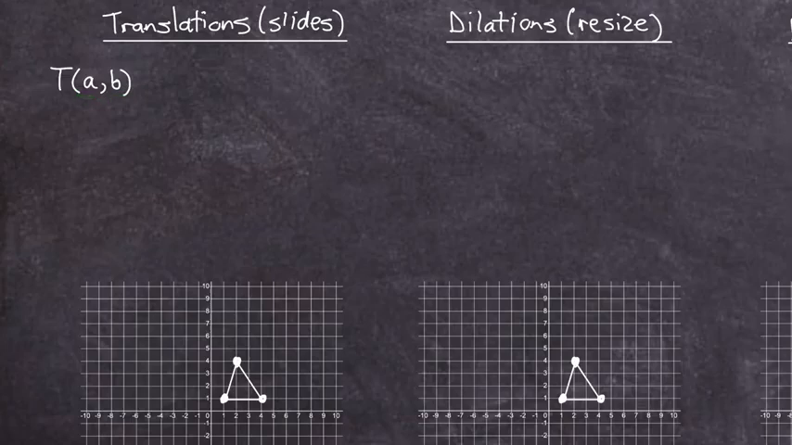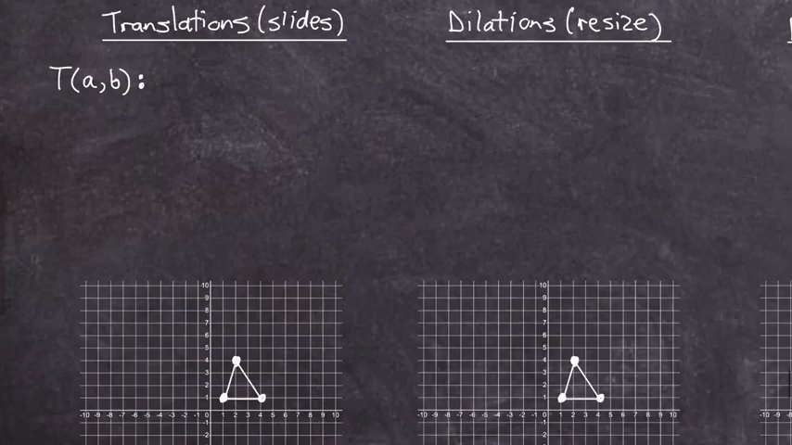So what we do to perform those transformations is we take the pre-image points, so the points of the shape before it's transformed. The pre-image point would be x, y, and then we get the image points of our translated shape by adding the A value to x and adding the B value to y. So the image point becomes x plus A, comma, y plus B.